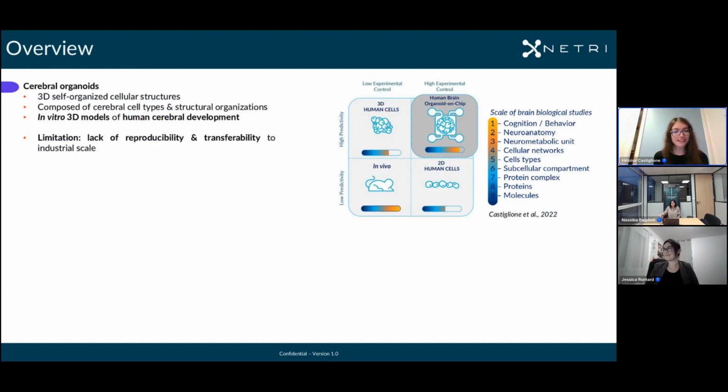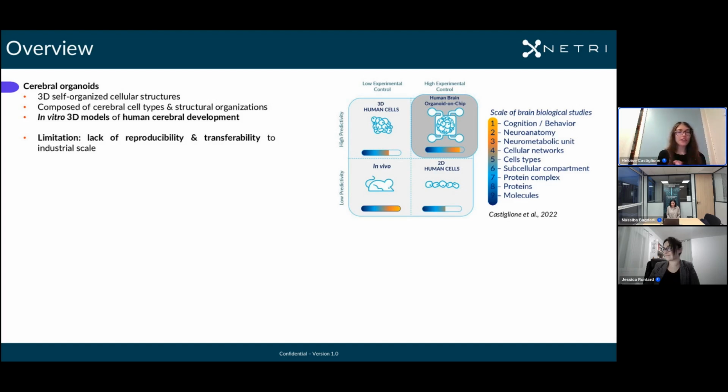Okay, thank you, Nasiba. So now let's move on with the presentation of our brain organoid-on-chip model. And first, to recontextualize, cerebral organoids are 3D self-organized cellular structures obtained in vitro by neuroectodermal differentiation of pluripotent stem cells, and they comprise different cell types observed in the human embryonic brain, including neural progenitors, neurons, and astrocytes. And these cell types are able to self-organize in 3D and to form cytoarchitectures that are similar to certain regions of the human developing brain.